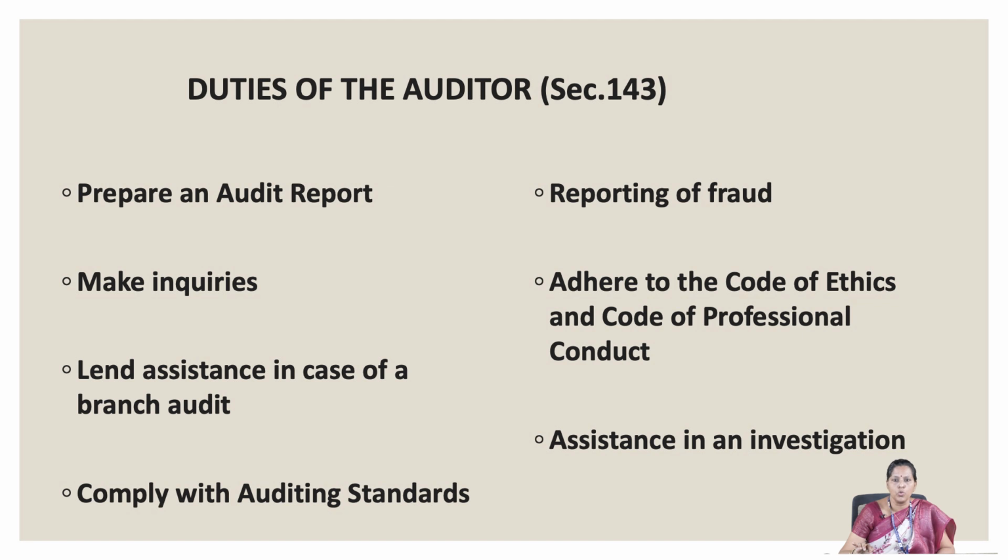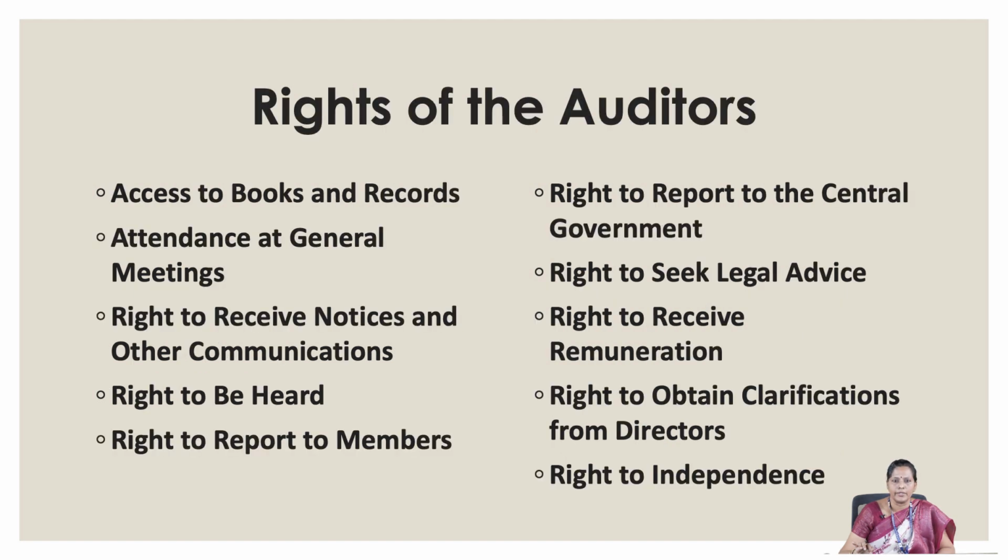Next, let us move on to the rights of the auditors. The first right of the auditor is to access the books and records of the company, because one of the primary jobs of the auditor is to scrutinize the financial records of the company. So they should be given access to all the financial records of the company. Then only can they come out with the proper analysis of the financial transactions, and give the right kind of observation about the financial transactions of the company.